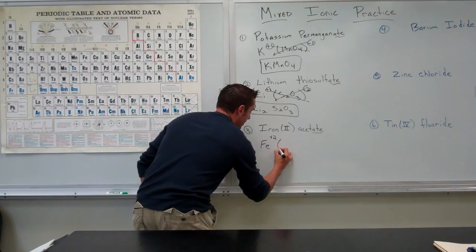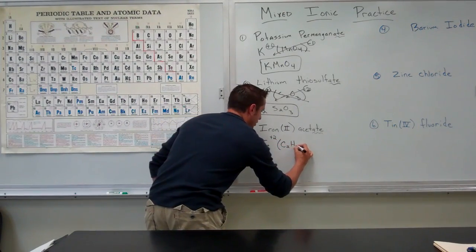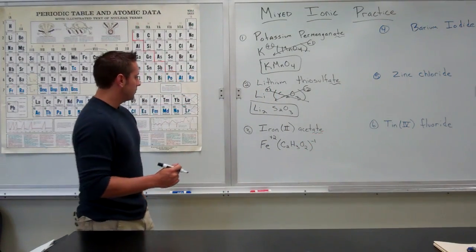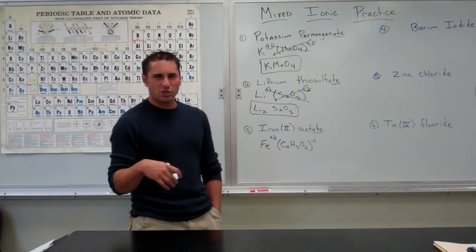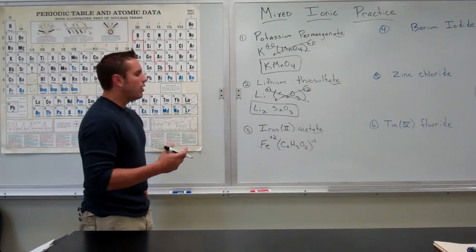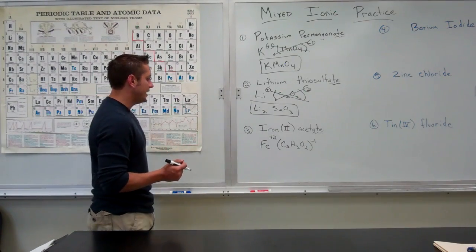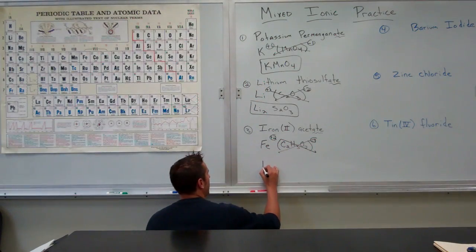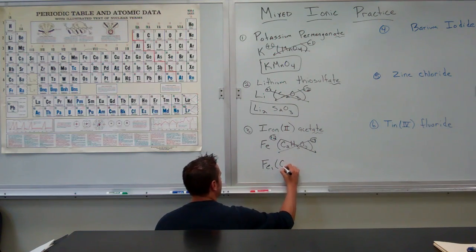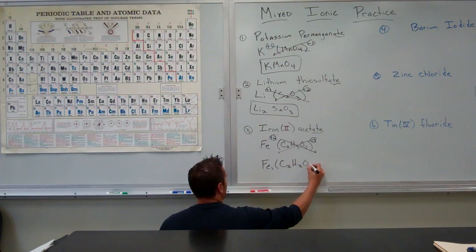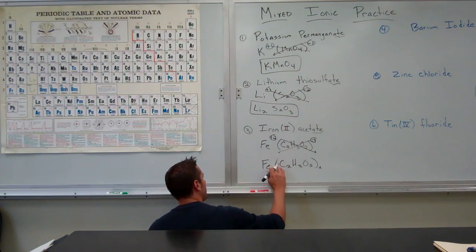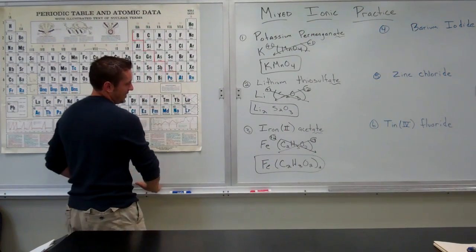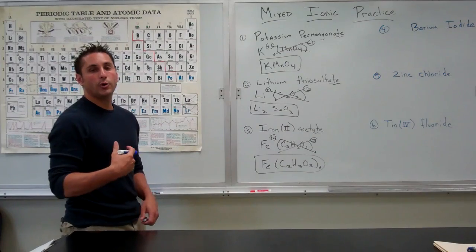Acetate is a polyion. It is C2H3O2 -1. Other times you'll see this as CH3COO -1. Either way, you're looking at the same formula. It's acetate. Cross those charges down, and you'll get Fe1 parentheses C2H3O2 parentheses 2. And we don't write subscripts of 1. So iron 2 acetate will be Fe parentheses C2H3O2 parentheses 2.